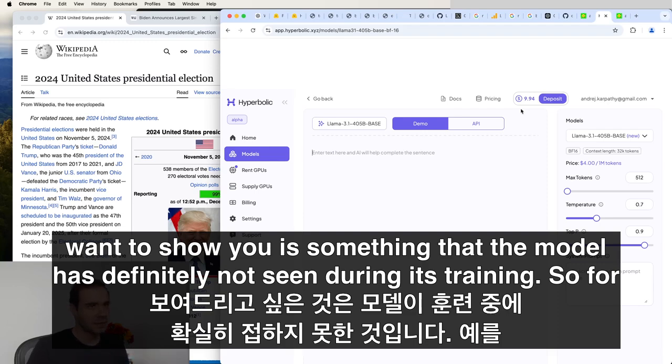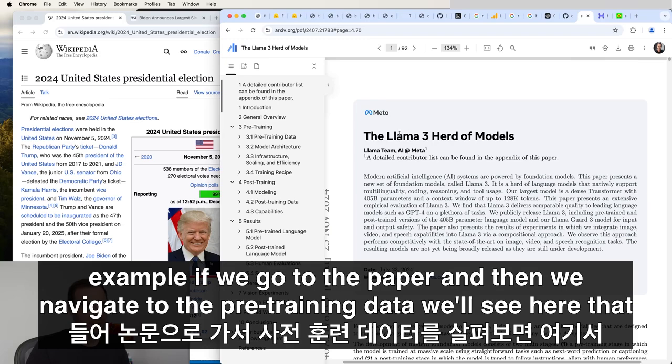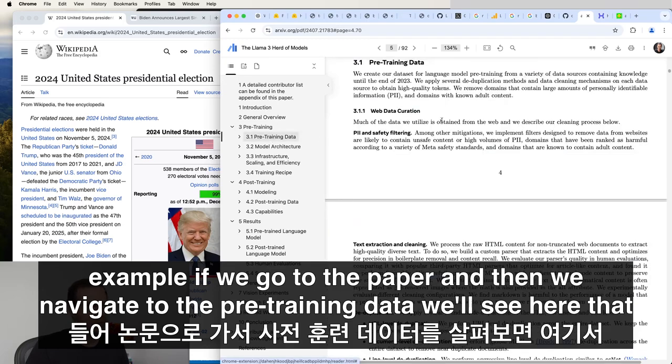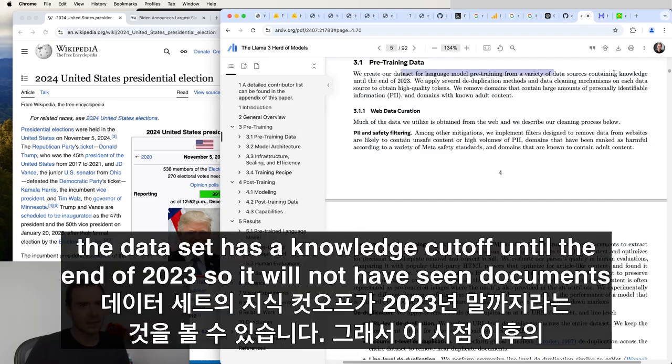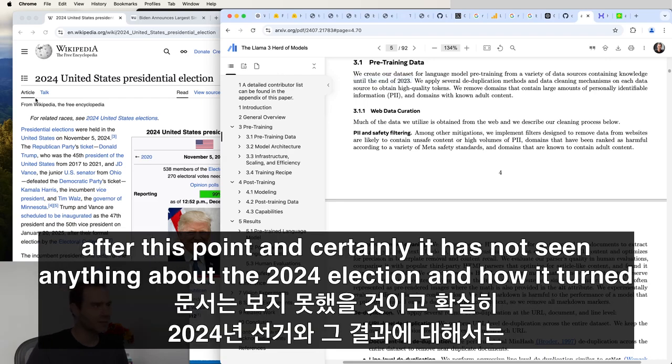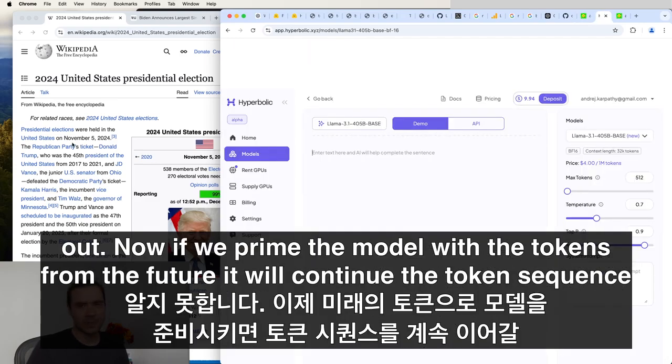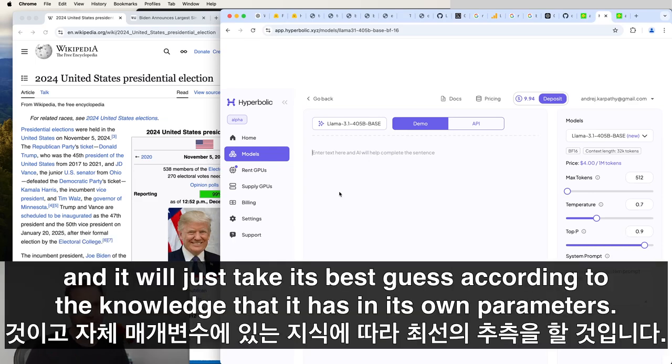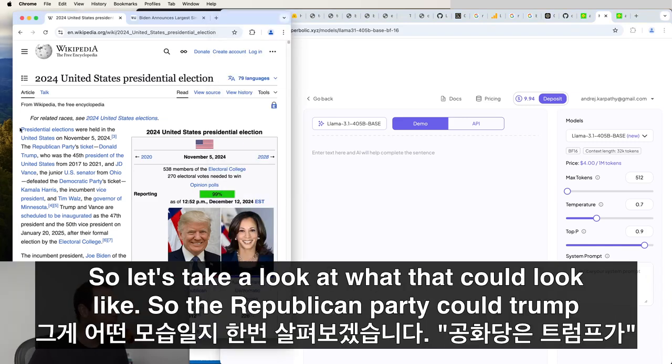Okay, the next thing I want to show you is something that the model has definitely not seen during its training. If we go to the paper and navigate to the pre-training data, we'll see here that the data set has a knowledge cutoff until the end of 2023. So it will not have seen documents after this point, and certainly it has not seen anything about the 2024 election and how it turned out. Now, if we prime the model with the tokens from the future, it will continue the token sequence, and it will just take its best guess according to the knowledge that it has in its own parameters. So let's take a look at what that could look like.